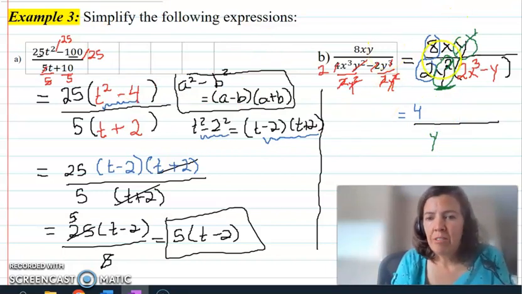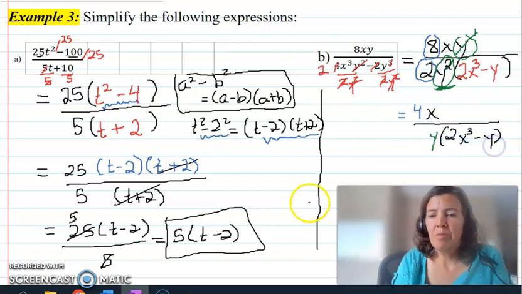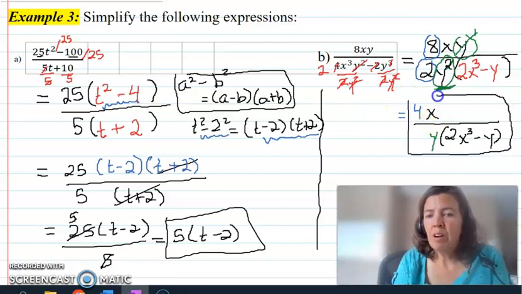And then what else is left? We did the 8 divided by 2. That's the 4 right here. Still have this x here. We didn't do anything with that. This y to the first canceled. In the denominator, the 2, we already accounted for that with the 4 here. And then we've got this 2x cubed minus y expression. I know it's written a little messy, but this will be our final answer. That's as simplified as we can get. There's no factor of the denominator that's also a factor of the numerator at this point.